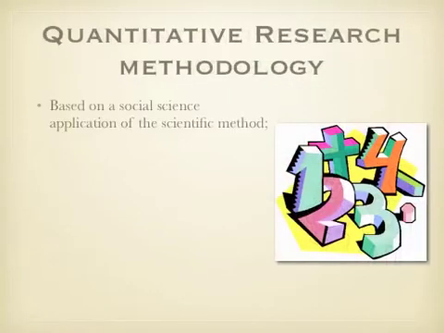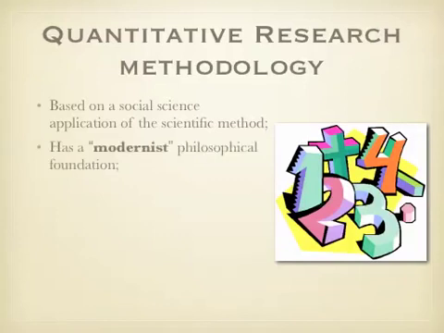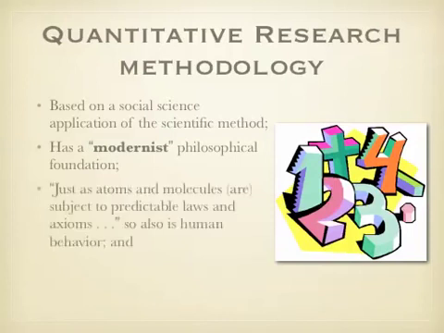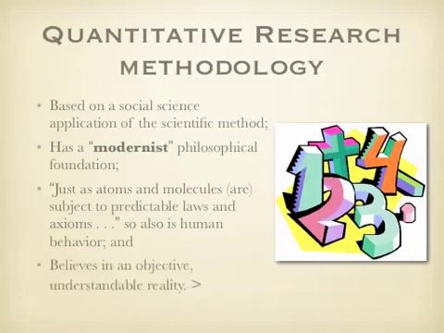A little more about quantitative research methodology. Basically, it's the approach of scientific method to the social sciences. Same methods that you would use in a lab, we're going to be using in the lab of personal experience. It has somewhat of a modernistic philosophical foundation. By that we mean that the world is orderly and understandable, and that we can perform tests on it, and from those tests understand something about reality, especially in terms of predicting what is or what can happen in the future. And just as atoms and molecules are subject to predictable laws and axioms, so is human behavior also subject to similar kinds of laws that we can understand and use to predict what is going to happen in the future. So people who believe in quantitative research methodology believe that the world is objective and reality is understandable.